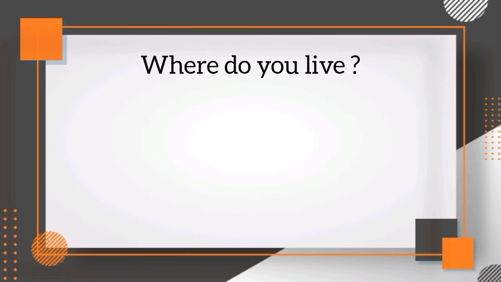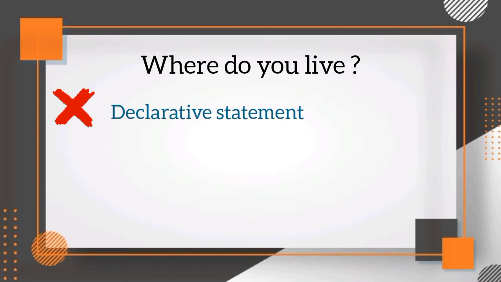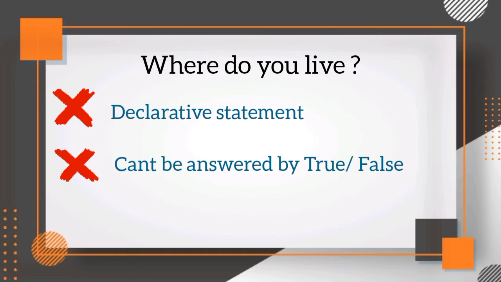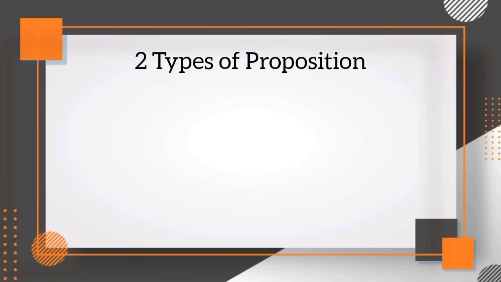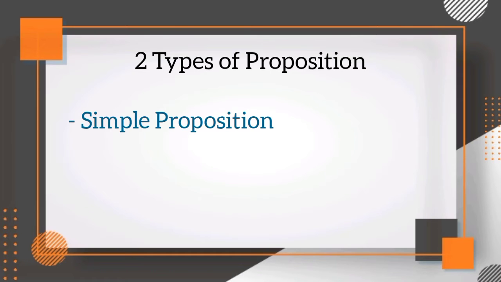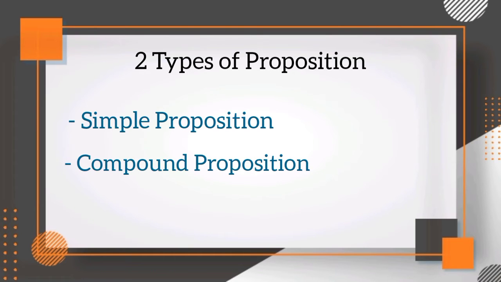Last example, where do you live? This is not a proposition since asking questions is not a declarative sentence. Therefore, we cannot determine its truth value since it cannot be answered by true or false. So there are two types of proposition, the simple proposition and compound proposition.